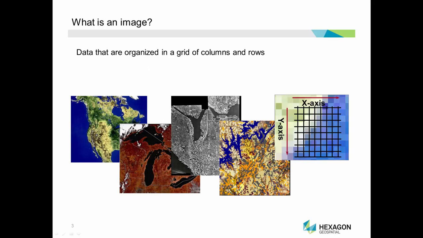Imagery consists of data that are organized on a grid of columns and rows, and usually represents a geographical area. In this slide, we see several examples: an image of an entire continent, a near-infrared image of the Great Lakes region, a panchromatic image of a city, and finally a thematic image showing information as categories. Although each image is different, they all have one thing in common. Each image is made of pixels displayed on an X and Y axis.